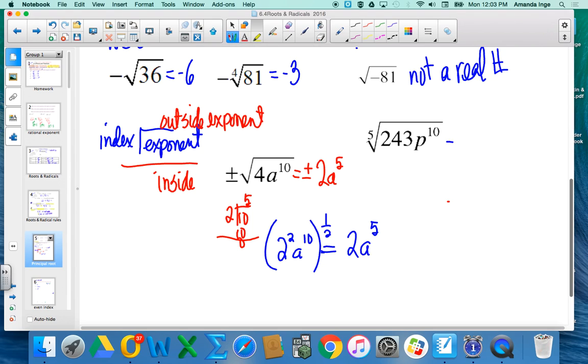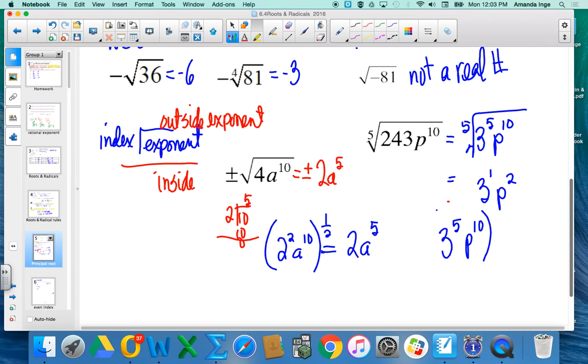All right, so up here, I have 243. Well, if you look on your blue sheet, you'll see that that is 3 to the 5th power, p to the 10th. Okay. So once again, if you divide your index into your exponent, you get 3 to the 1st power, p to the 2nd power. Or you could, like I said, rewrite this. I think sometimes this can be easier, not always. And you get that.